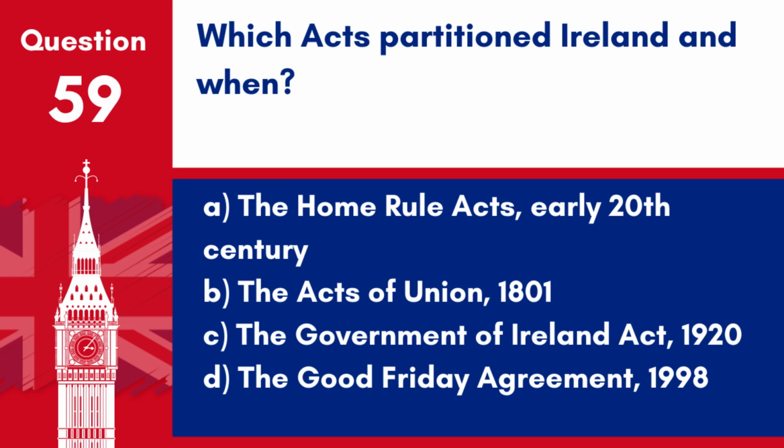Question 59. Which acts petitioned Ireland and when? A. The Home Rule Acts, early 20th century. B. The Acts of Union, 1801. C. The Government of Ireland Act, 1920. D. The Good Friday Agreement, 1998.